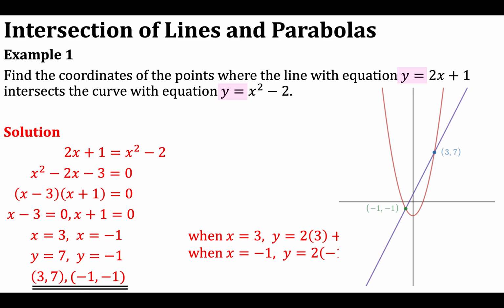And we can just check that using a graph. So the purple line here is y equals 2x plus 1, and the red curve is y equals x squared minus 2. And you can see these 2 points that we have calculated are occurring here. That's the points of intersection. So just now would be a good time to pause the video before the second example and take this one down in your notes.